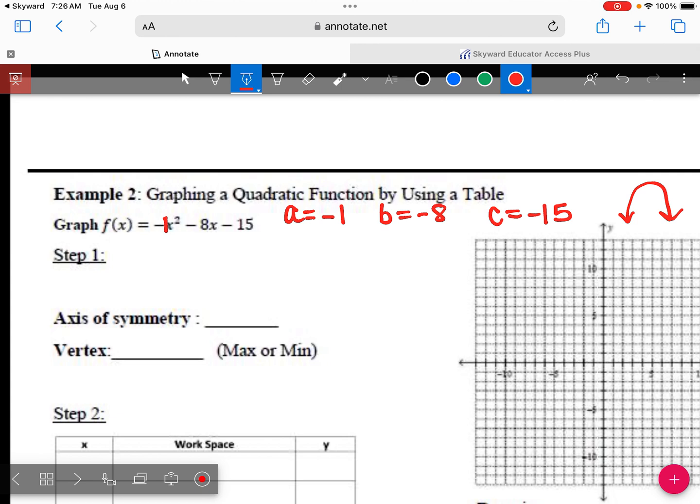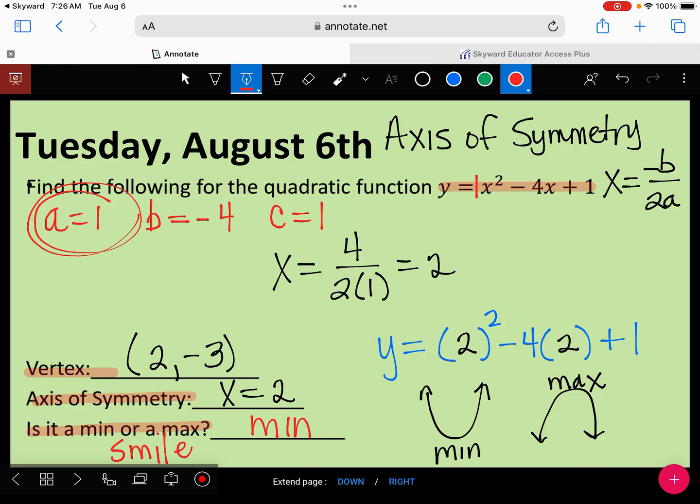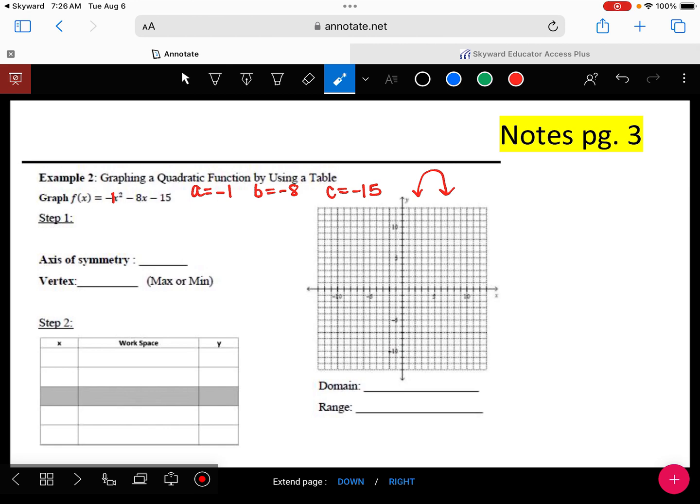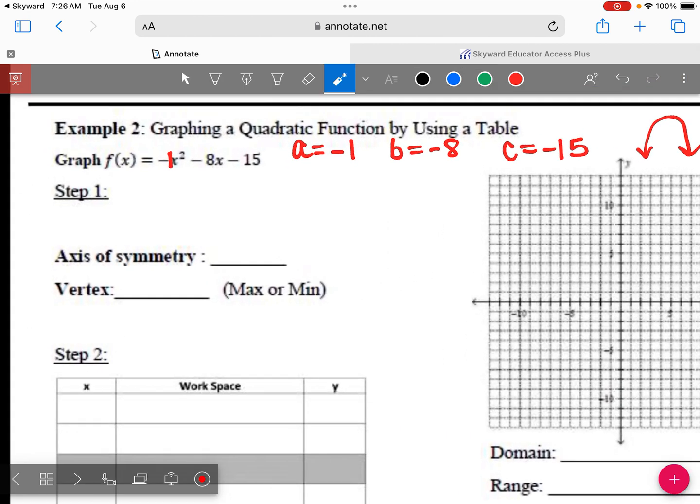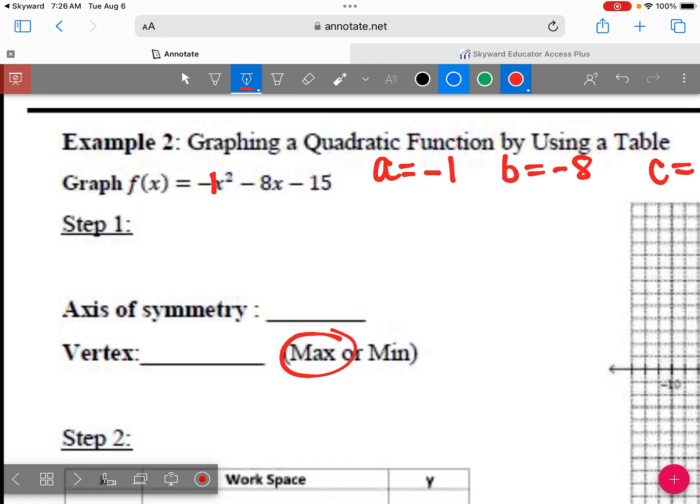Okay, so this is a frown. Because it's a frown, does it have a minimum or a maximum? Going back to this slide here, remember we said that if it's frowning, it has a maximum. So this one is going to be a frown, which means it has a max. Let's go ahead and circle the word max. We know that because A is negative. Now we're ready to find our vertex.